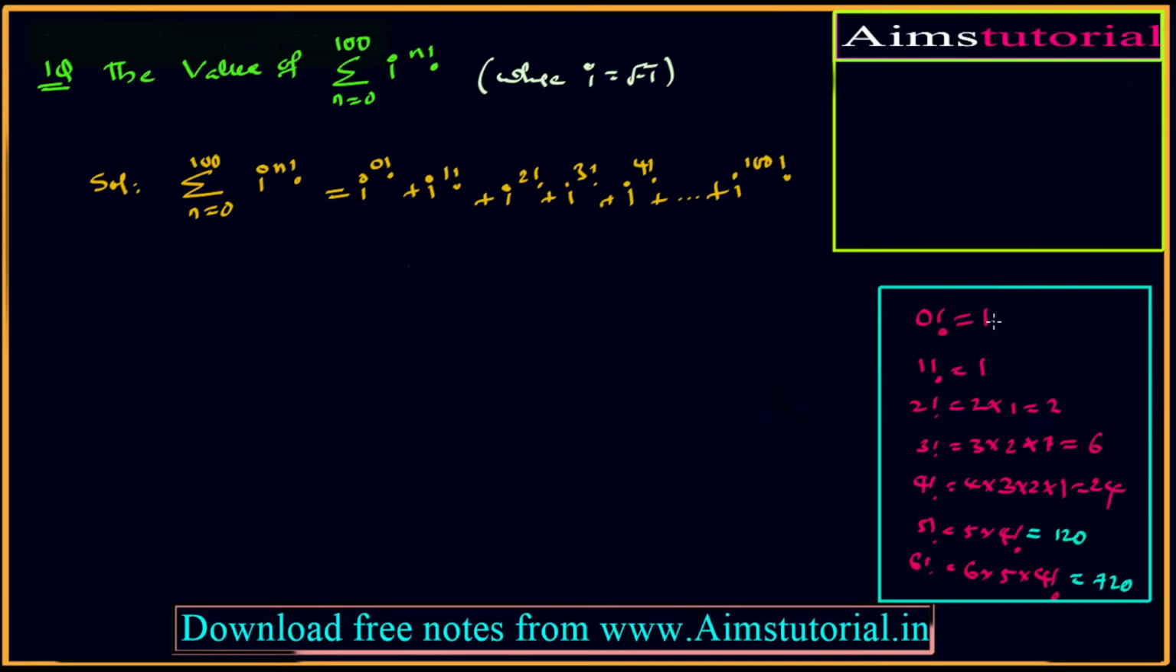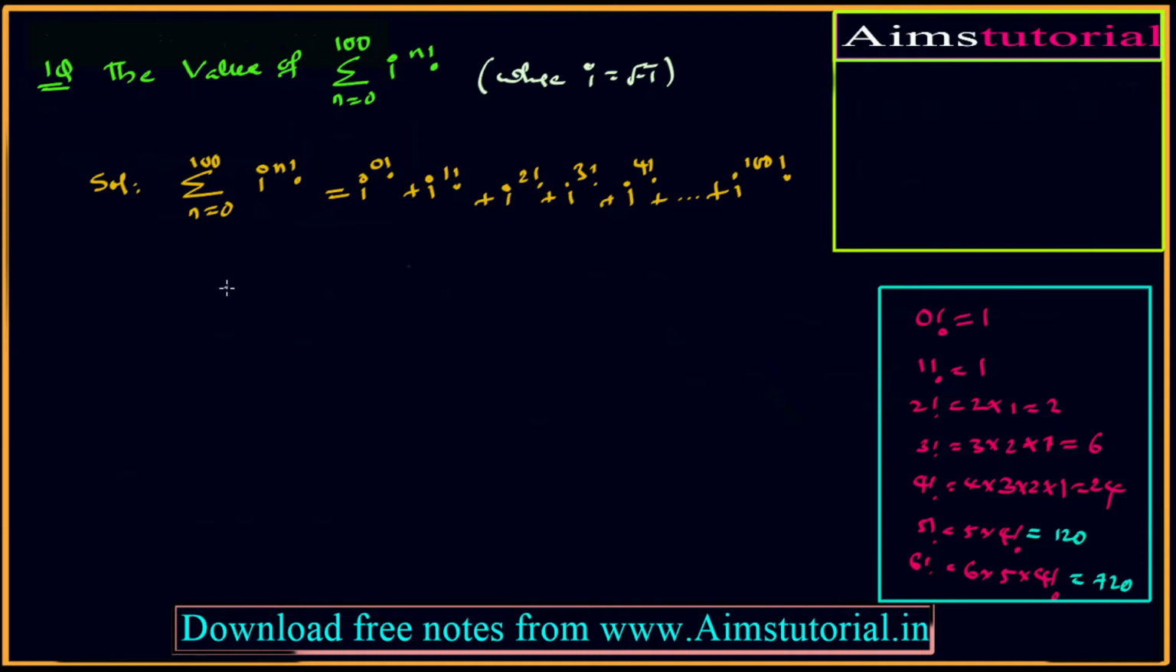0 factorial is 1. 1 factorial also 1. 2 factorial means 2 into 1, 2. 3 factorial means 3 into 2 into 1, 6. 4 factorial means 4 into 3 into 2 into 1, 24. 5 factorial means 5 into 4 factorial, that is 5 into 24, 120. 6 factorial means 6 into 5 into 4 factorial, that is 720.